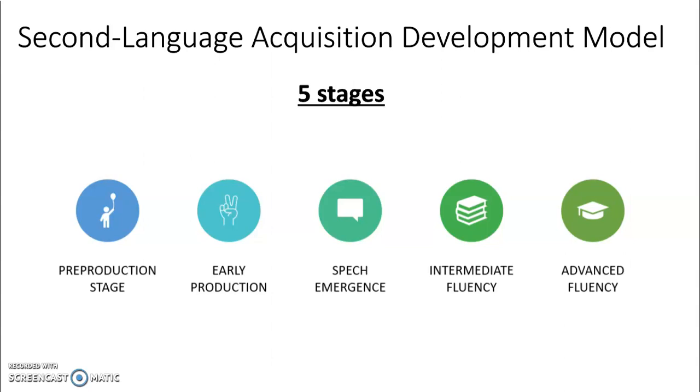As they move into the fourth stage of intermediate fluency, they'll be comfortable and confident with conversation, self-correct syntax, and be able to understand most vocabulary and abstract core content. And finally, in their fifth stage of advanced fluency, they understand abstract vocabulary and content as if they were a native speaker. It can take 4 to 10 years to develop advanced fluency.